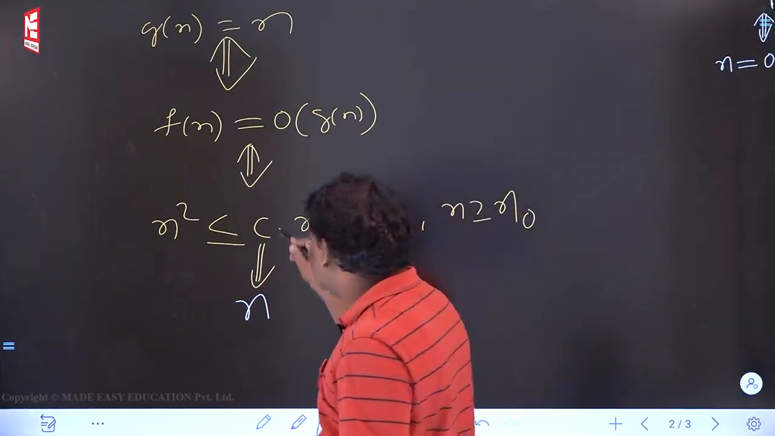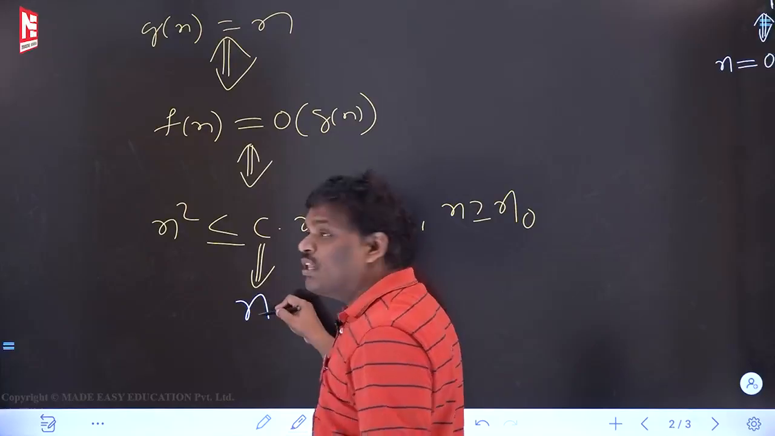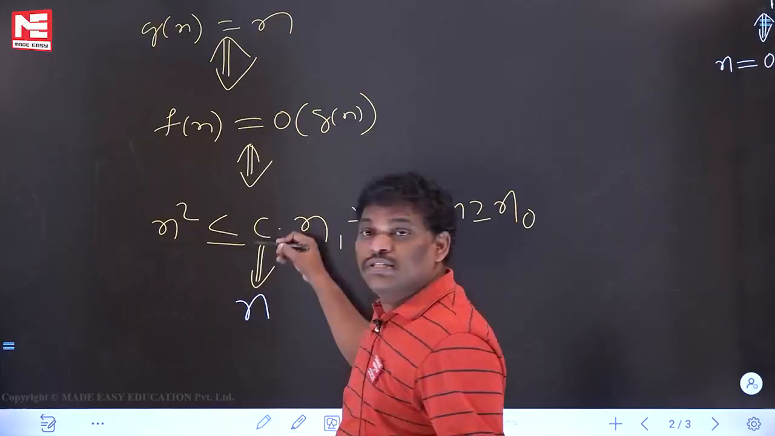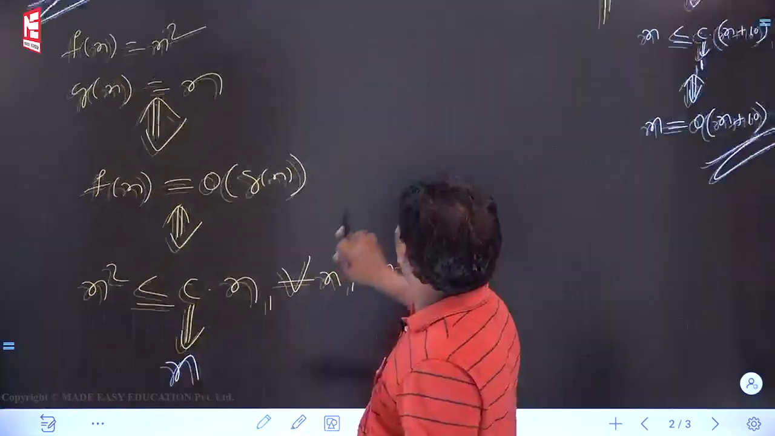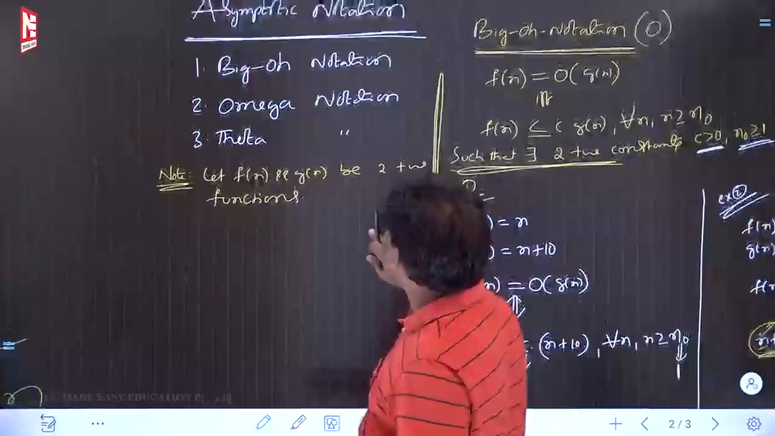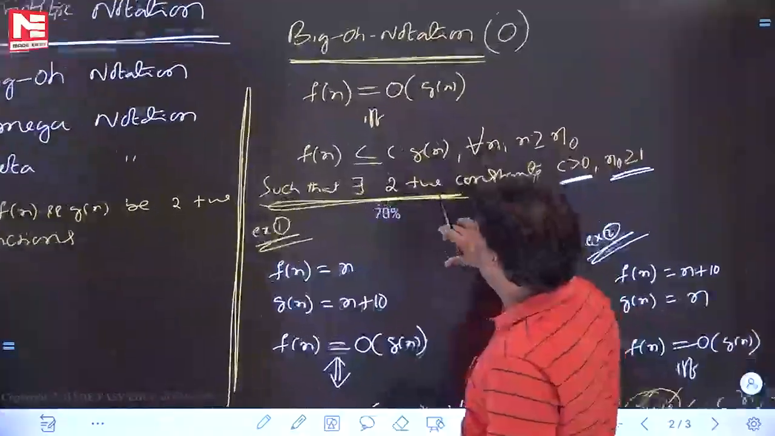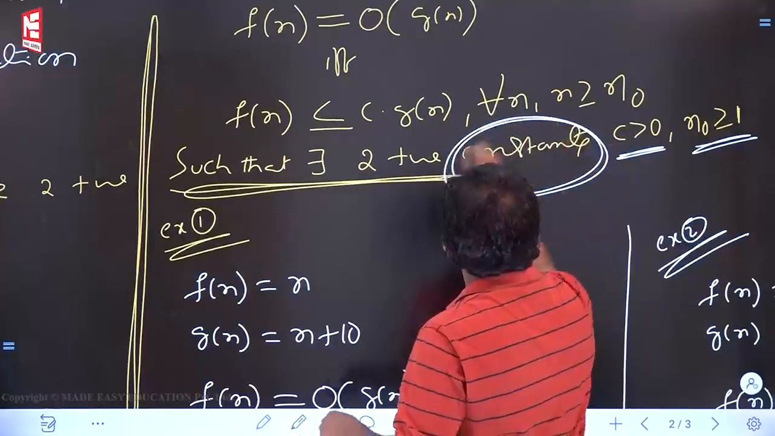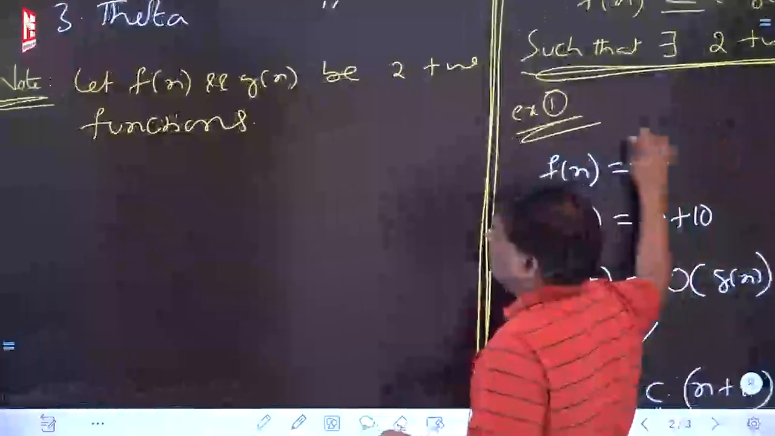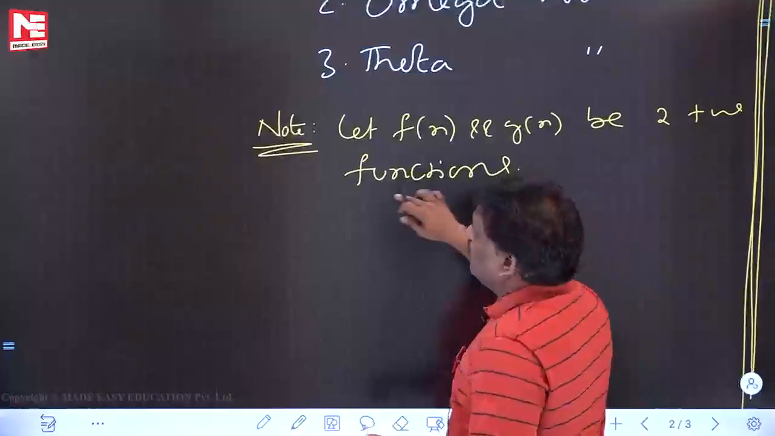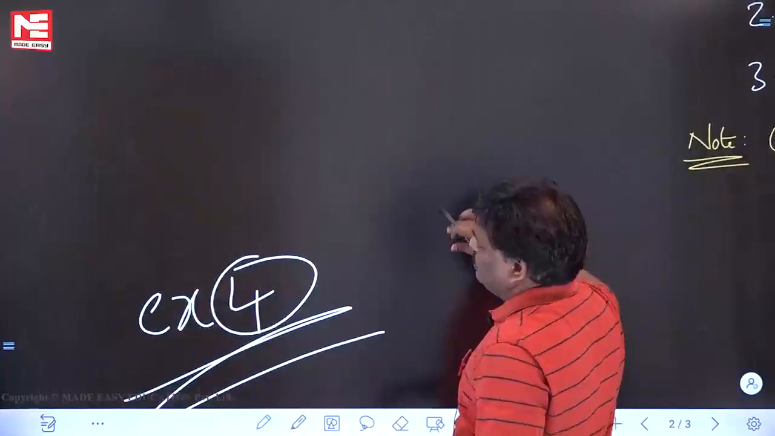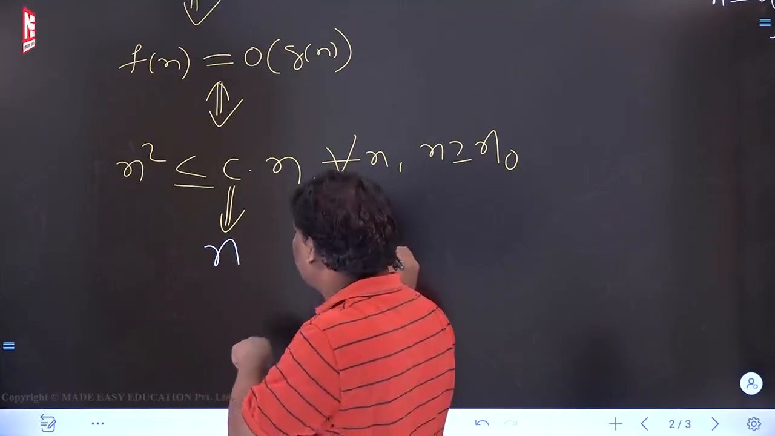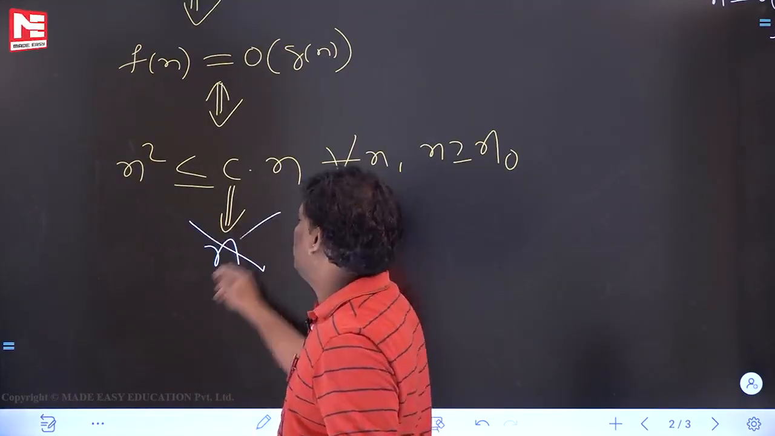But what is the problem? This n is a function. What is the meaning of function? It will keep on changing. N is a function, but what is the C? C should be a constant. If anyone has a small doubt, you can check the definition. See, such that there exist two positive constants only. C is a constant, please be careful. C is a constant, but you are taking a function. That is the reason for the problem.